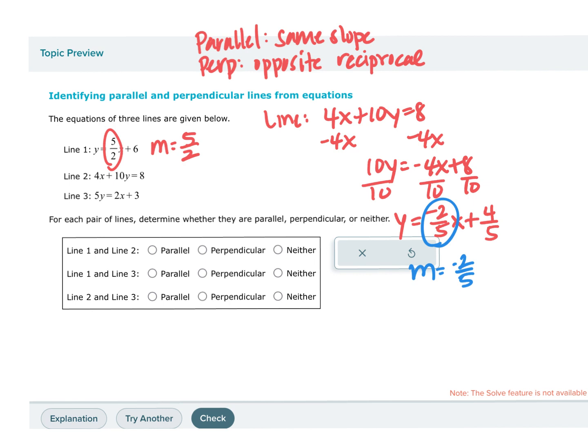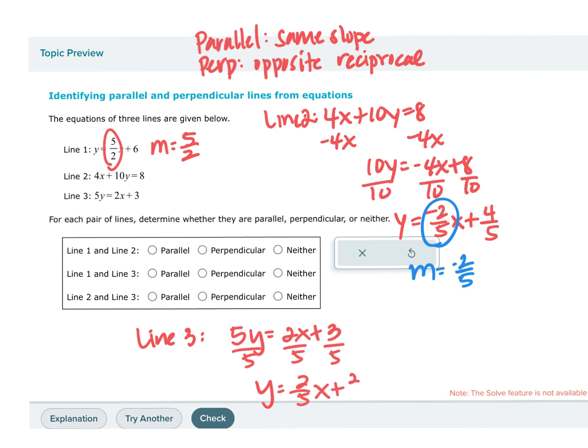And then for line 3, oh, this is line 2. And then for line 3, we have 5y equals 2x plus 3. So we're going to divide by 5 everywhere. So to solve for y, y equals 2 fifths x plus 3 fifths. So again, you can see our slope here. Our slope is 2 fifths.